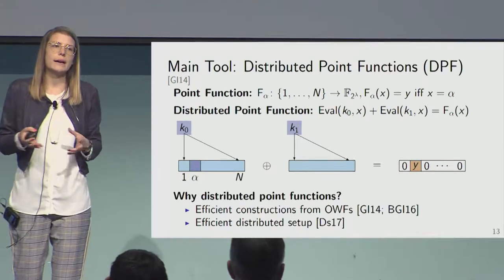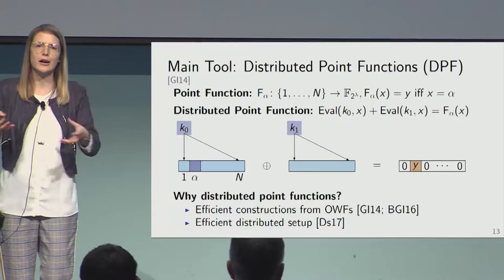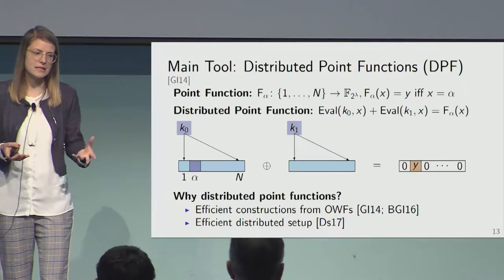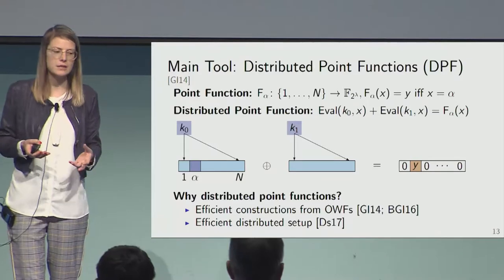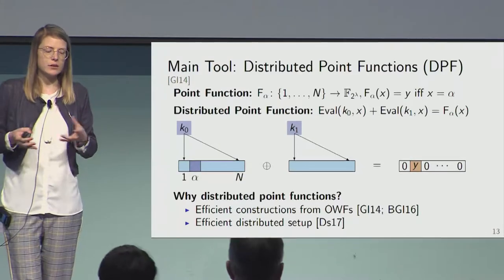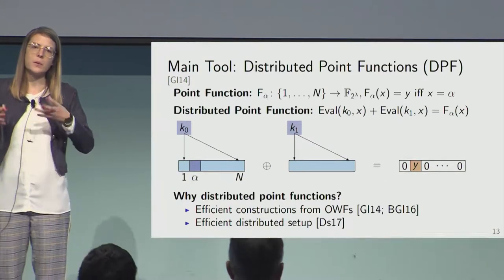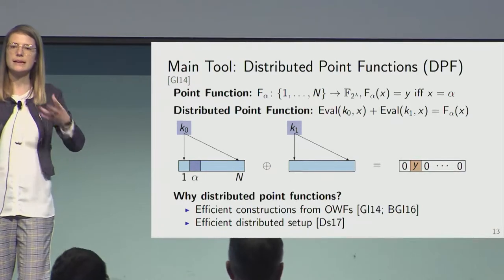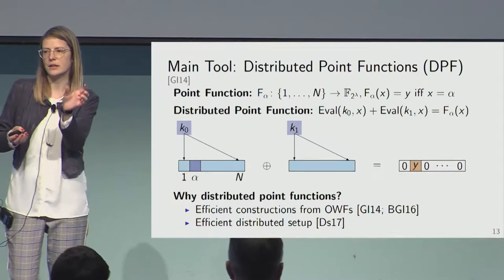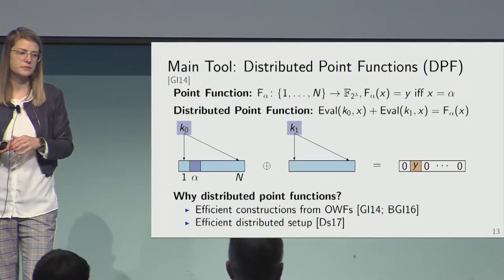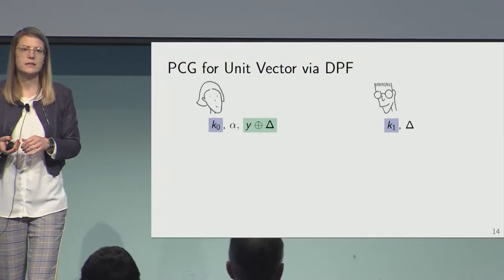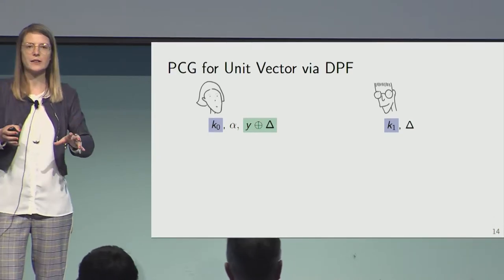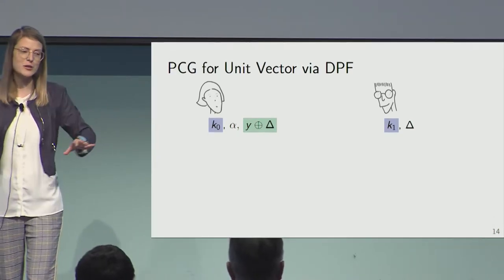And why are distributed point functions a good starting point? For two reasons. First, there exist efficient constructions from one-way functions. And second, by Doerner and shelat, it's possible to efficiently do a distributed setup, which will be necessary to set up the seed that we actually need to expand. And once we have distributed point functions, then the PCG for a unit vector is very straightforward.